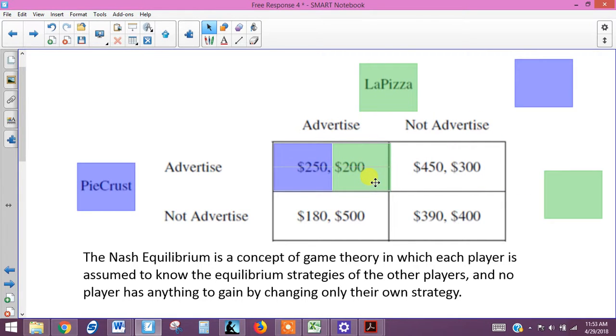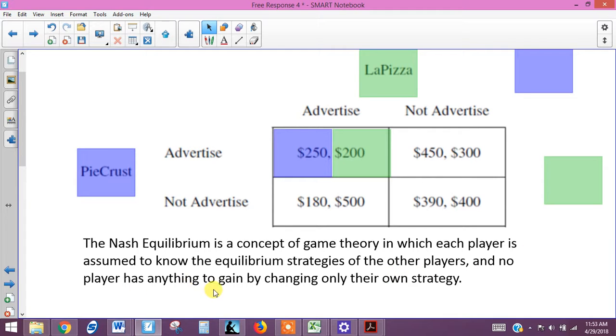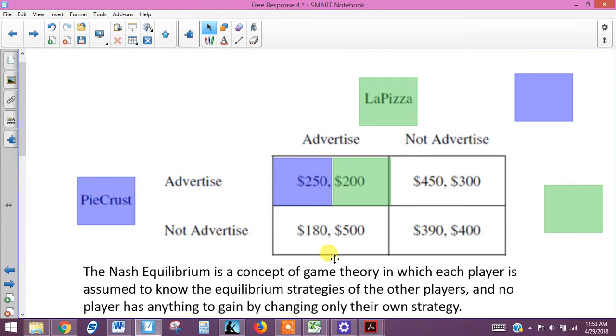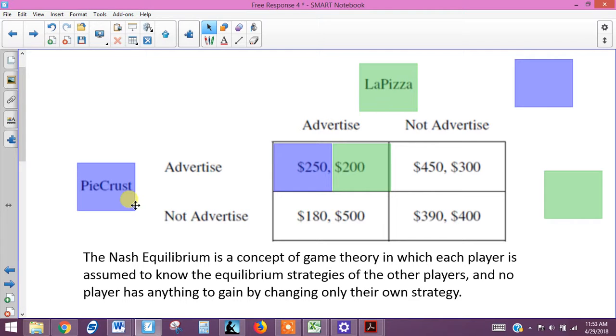So that tells us right away that this is not a Nash equilibrium, because a Nash equilibrium is a situation where no player has anything to gain by changing its own strategy, right? If we only looked at this from the perspective of Pie Crust, if La Pizza advertises, then their choice is either to advertise or not. They would be worse off if they moved, right? So from their point of view, the requirement for a Nash equilibrium would hold true. But since it does not hold true for La Pizza, who would be better off if they changed, we know this isn't it. Okay, this is not a Nash equilibrium.